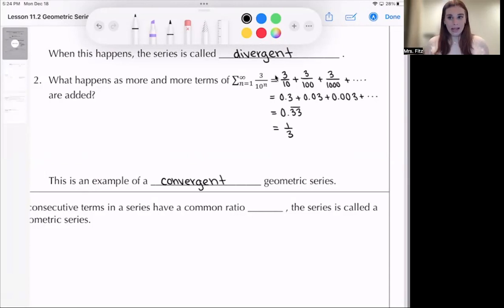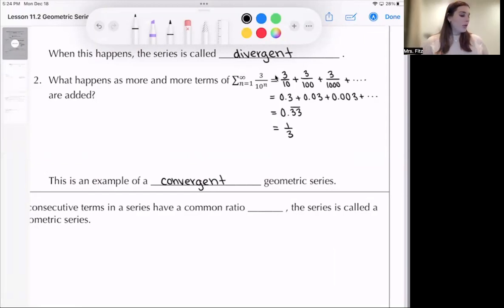And so it is extremely possible to add up an infinite number of things and get a finite value. Because what's happening here is actually these terms are bounded, right? The terms are decreasing and they're bounded, because if I take the limit as n approaches infinity of 3 over 10 to the nth power, that equals 0, right? These terms are getting closer and closer to 0.